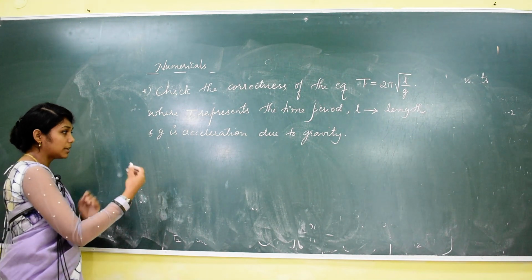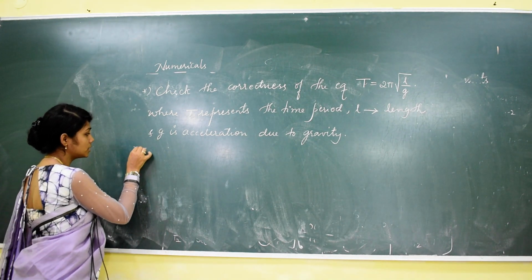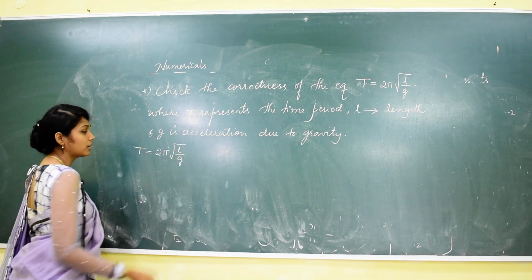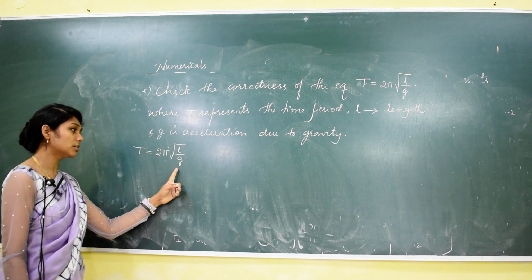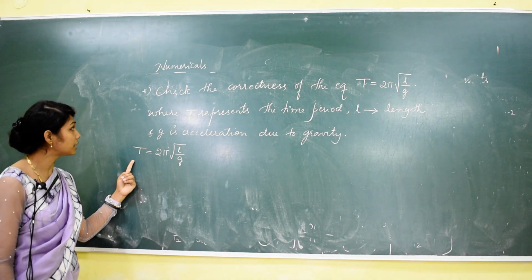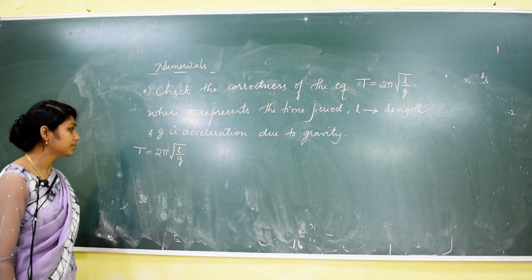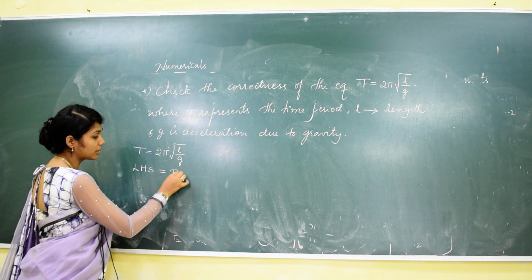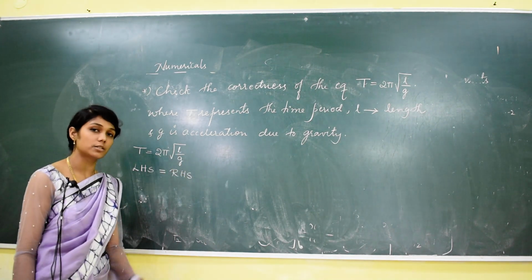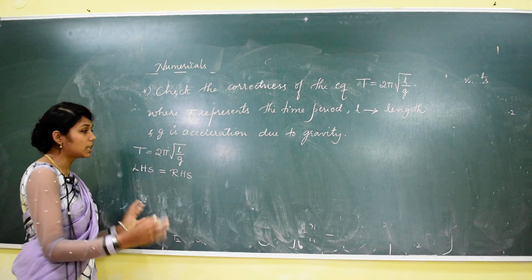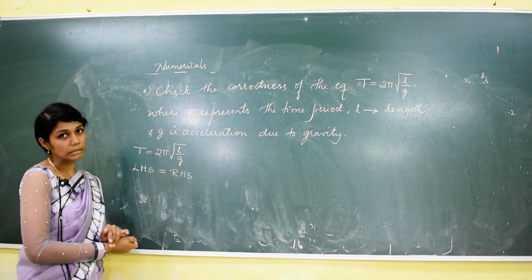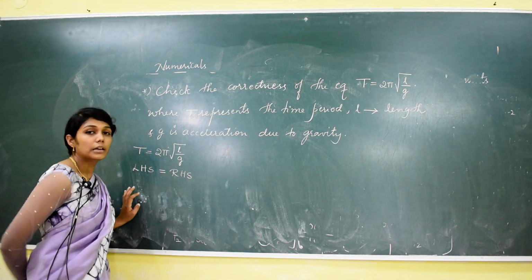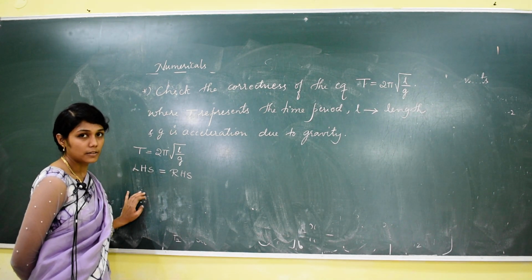First let me write the given equation, T is equal to 2 pi into root of L by G, where L is the length, G is the acceleration due to gravity, and T represents the time period. Here I have to see whether the left hand side is equal to the right hand side. If the left hand side of the equation is equal to the right hand side, then I can say that the given equation is dimensionally correct. Otherwise, if the left hand side is not equal to the right hand side, then we write that the given equation is dimensionally incorrect.